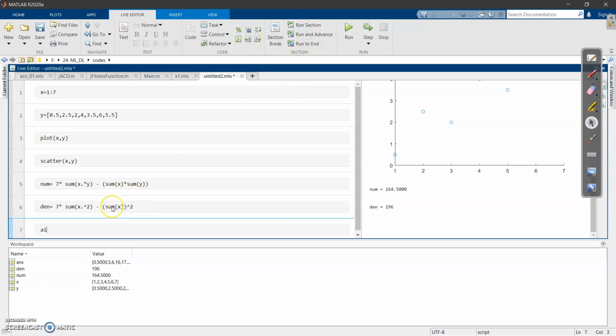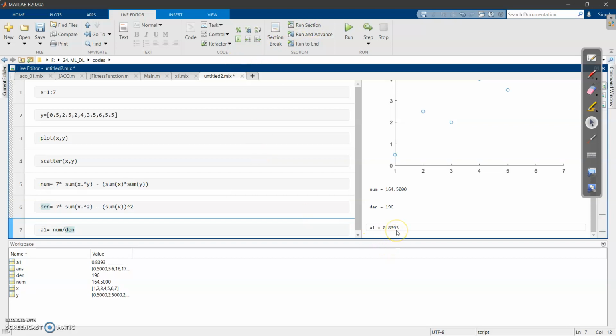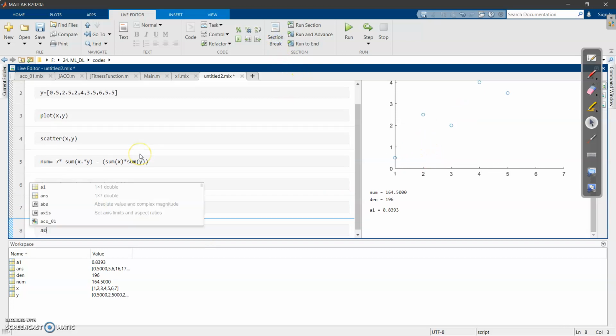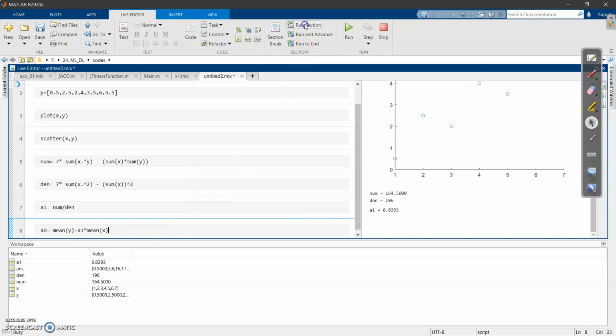So your a1 becomes numerator divided by denominator. If I run this, as you can see, that is 0.8393. Okay, 0.8393 is the slope of your curve, and a0 is equal to the mean value of your y minus a1 multiplied by the mean value of your x.